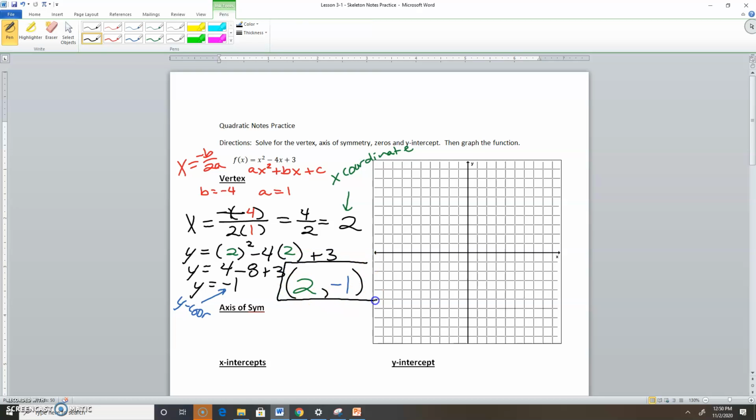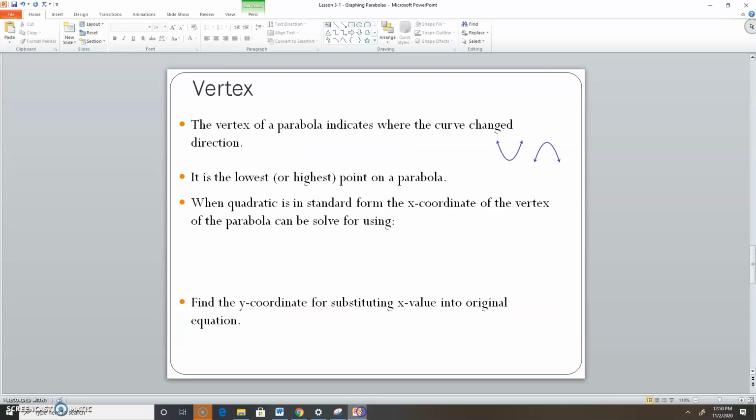So the answer for this first part, (2, negative 1), that is my vertex. Okay? So I can plot that on my graph. (2, negative 1), that is my vertex. Okay? Next, we're going to go over how you find your axis of symmetry.